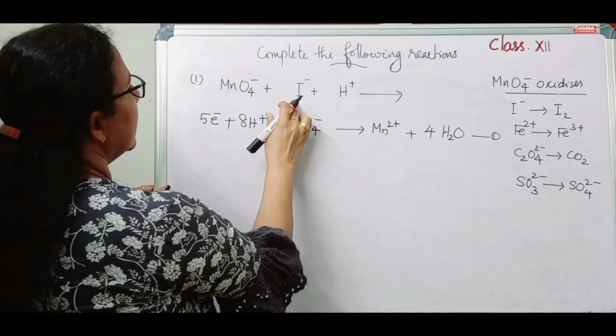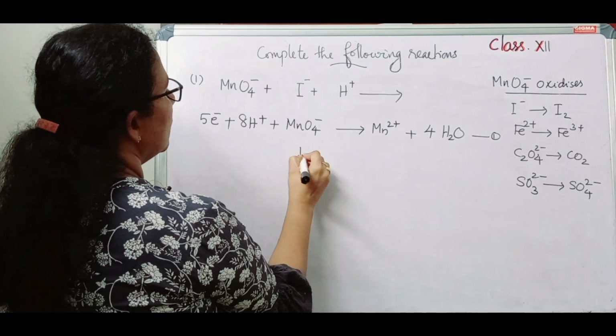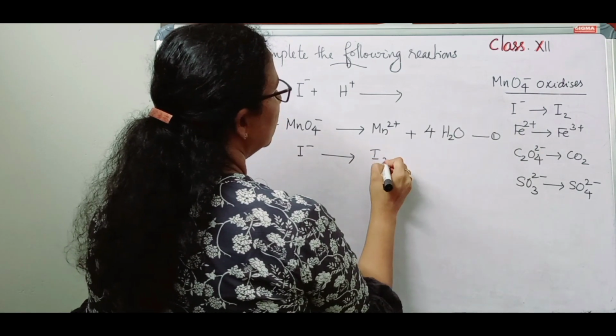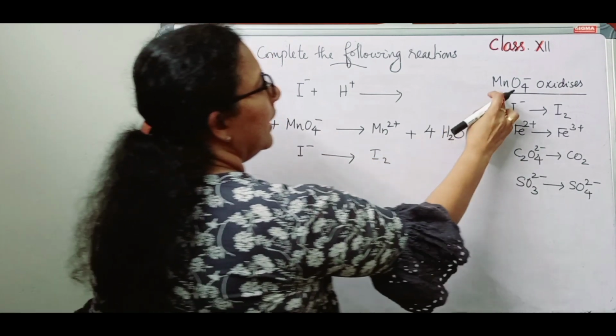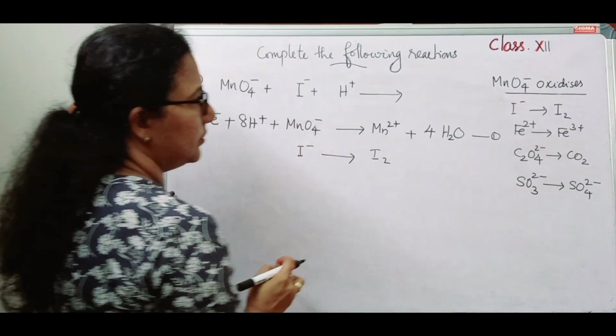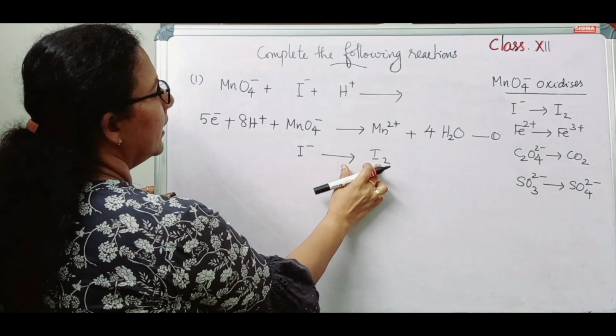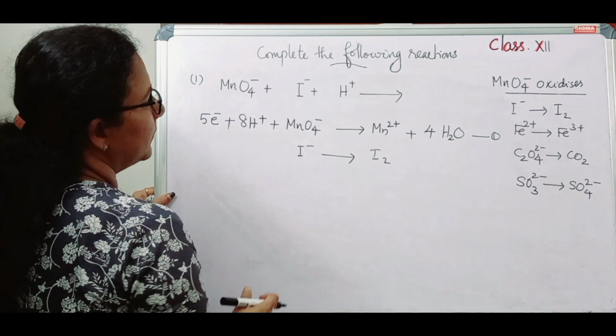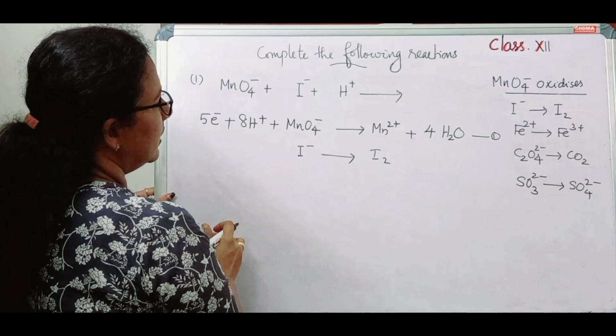Now comes the second part, that is I minus. I minus changes to I2, that we should know. MnO4 minus oxidizes I minus to I2. I minus changes to I2. That is the oxidation half, the second part. So we are balancing this equation also.